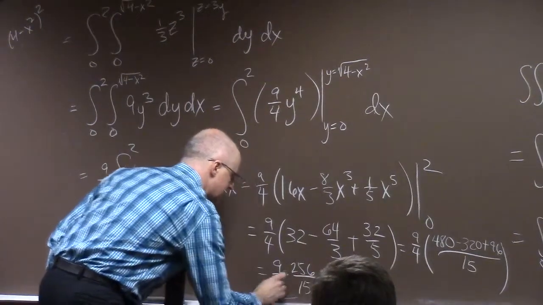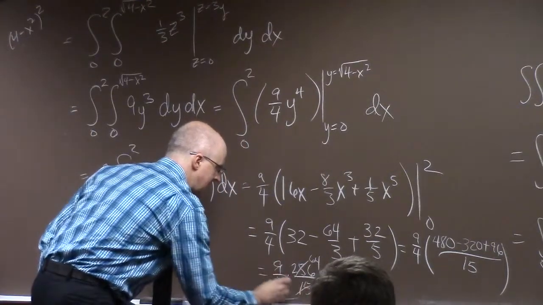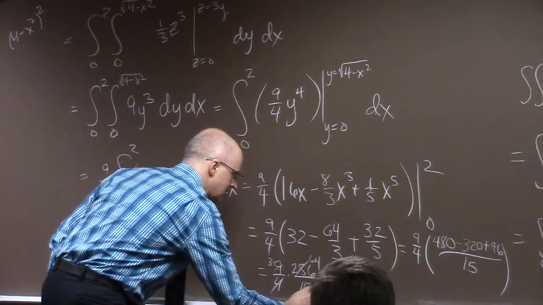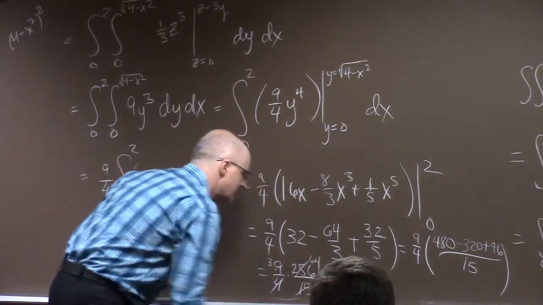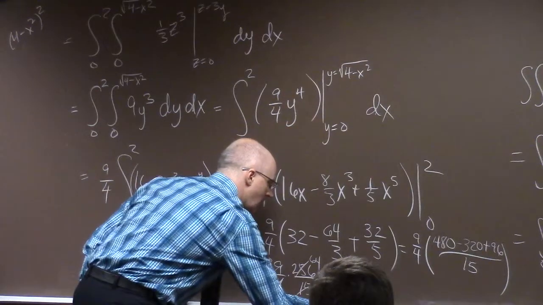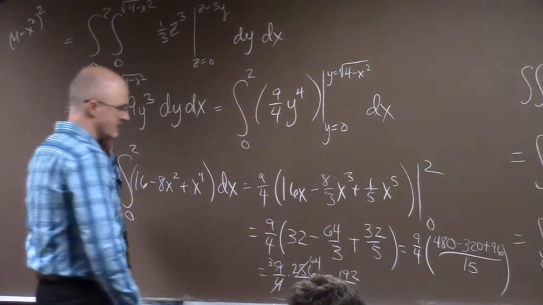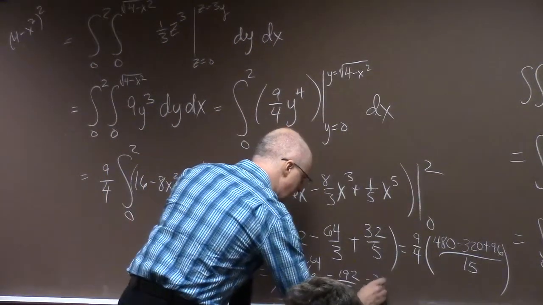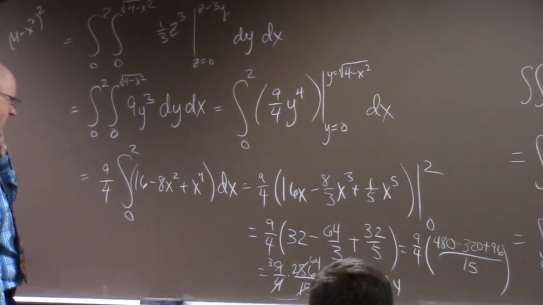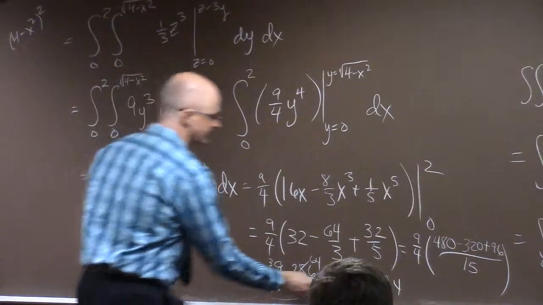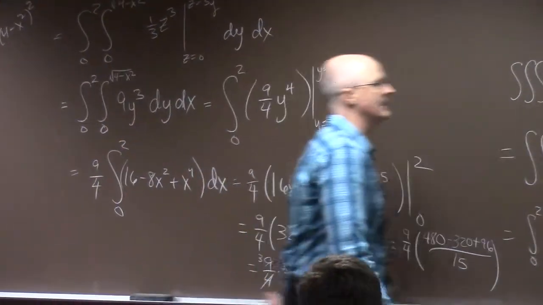Then we get some cancellation. A 4 goes away, leaving a 64 there. 9 and 15 cancel to give you a 3/5. So 3 times 64 is 192. 192 over 5 is the answer. And I guess that's going to be 38.4, I think. Yeah, 38.4. That would be the mass in whatever unit that you use.